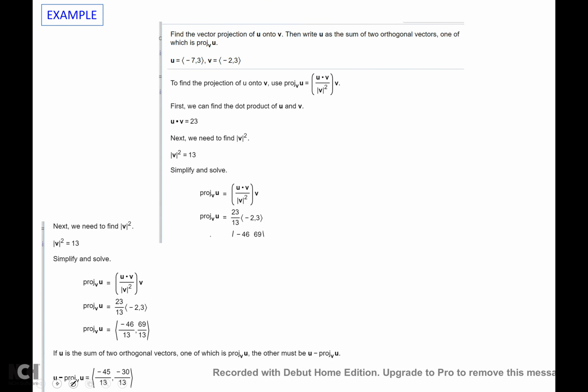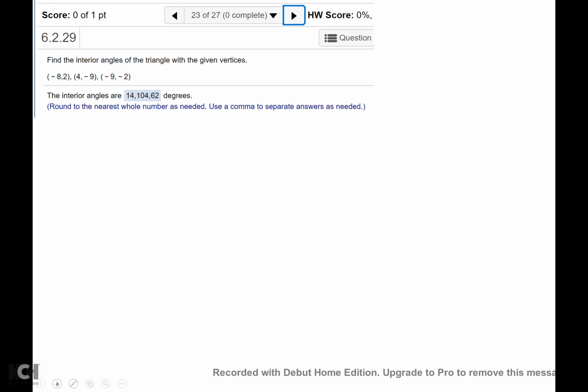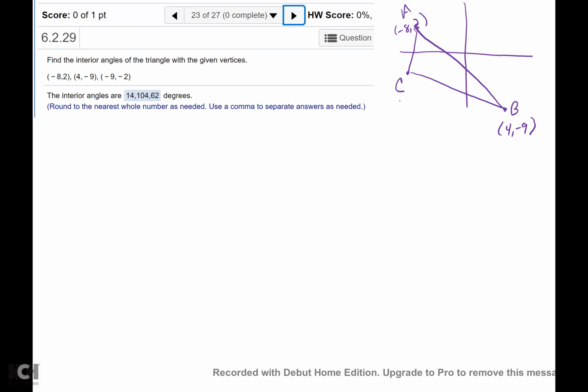Alright, next one is an example, number 23. It says, find the interior angles of the triangle with the given vertices. So the first thing I did was make a sketch of this triangle. And I'm not going to do it to scale this time. You got A up here, you got C here, you got B way over here. So you've got B at 4, negative 9. You've got A at negative 8, 2. And you've got C at negative 9, negative 2.